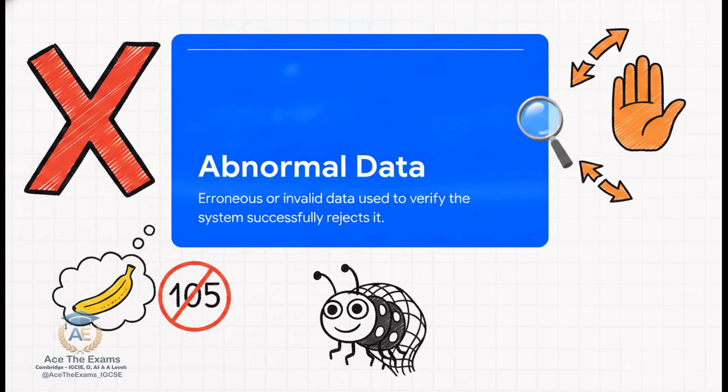The system shouldn't just freak out and crash. It should catch the error and present a user-friendly error message. Testing with abnormal data proves the overall robustness of the system's validation routines.